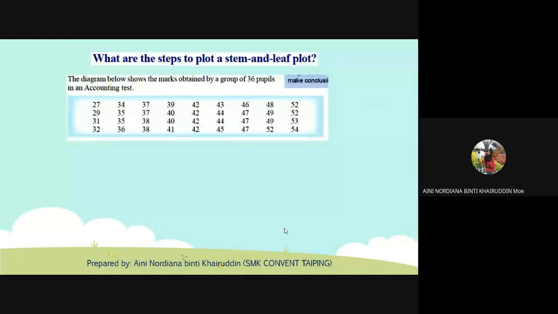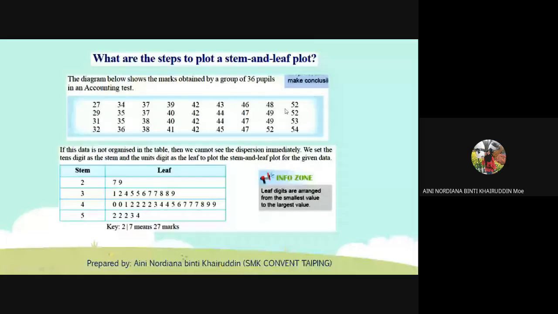So kita buat steam and leaf. So we set as nilai tu as the steam and unit digit as the leaf. So yang depan tu kita sebagai steam, yang belakang kita leaf. So kalau macam table macam ni, steam and leaf plot ni lebih mudah kita nak tengok kan.